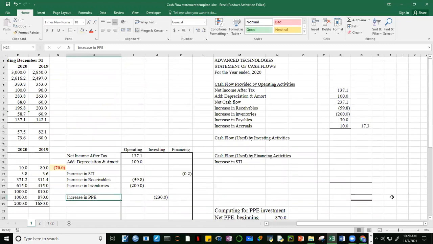So we just put it here, increase in PPE, and the amount is, so this is equal to 230 there.